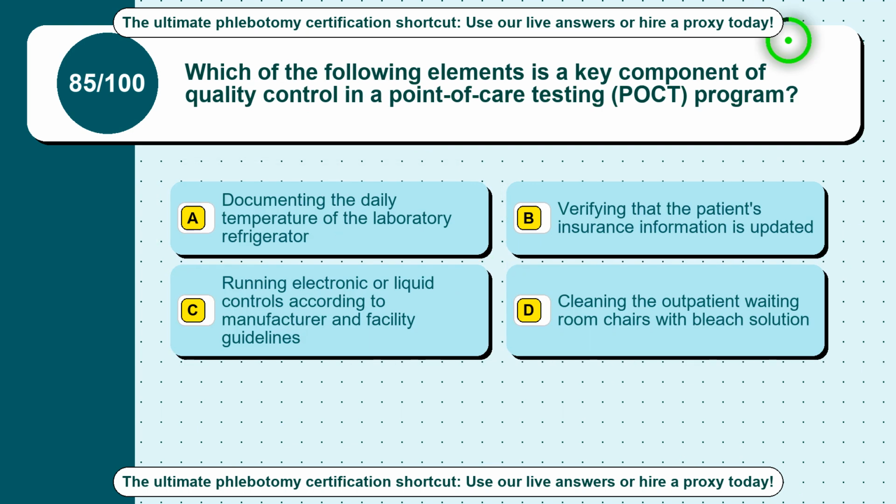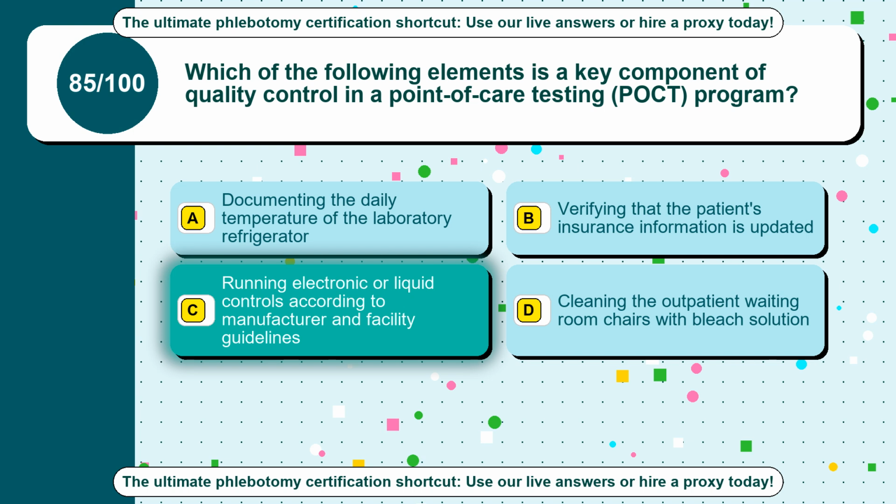Question 85. Which of the following elements is a key component of quality control in a point-of-care testing (POCT) program? Option A, documenting the daily temperature of the laboratory refrigerator. Option B, verifying that the patient's insurance information is updated. Option C, running electronic or liquid controls according to manufacturer and facility guidelines. Option D, cleaning the outpatient waiting room chairs with bleach solution. The correct answer is option C, running electronic or liquid controls according to manufacturer and facility guidelines.